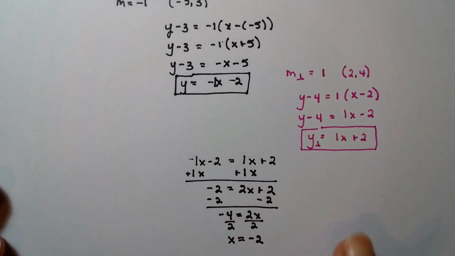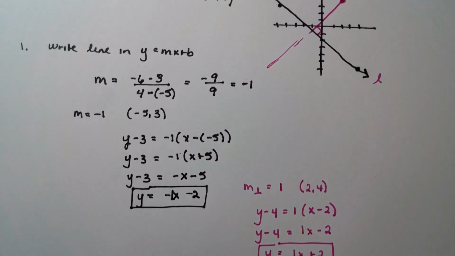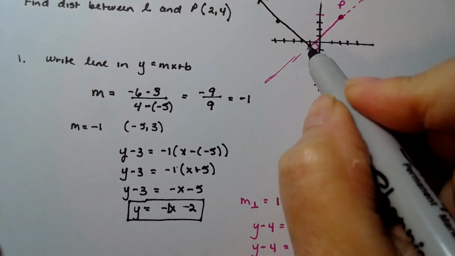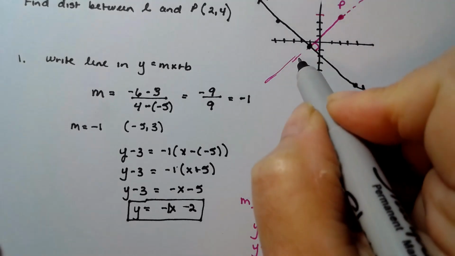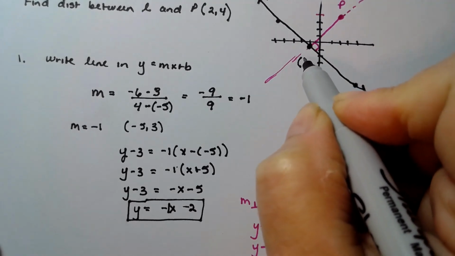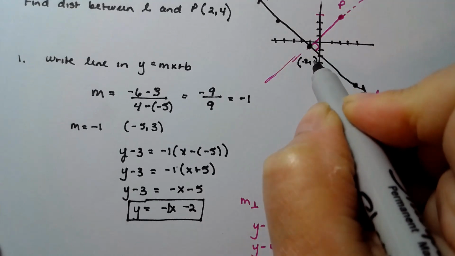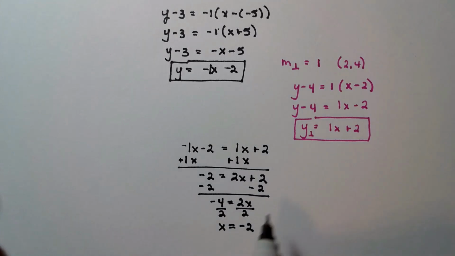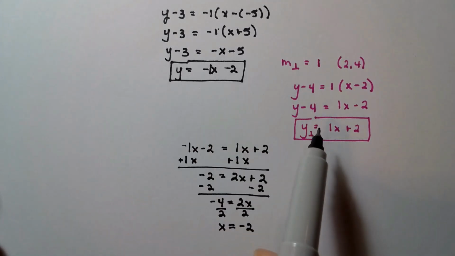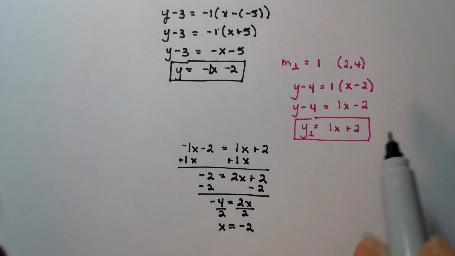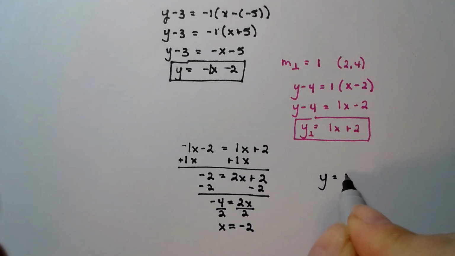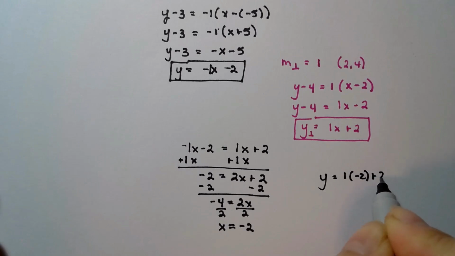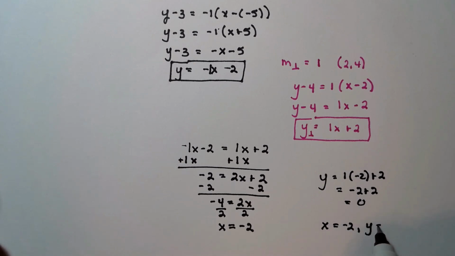So I found the x coordinate, so I'm going to move this back up for a second. This is the point at the foot of the perpendicular, and I just found the x coordinate, which is negative 2. And now I have to find the y coordinate. To find the y coordinate is easy. I can plug this value of x into either one of those equations to find y. I'm going to plug it into this one. So y is equal to 1 times negative 2 plus 2, which is negative 2 plus 2, or 0. So x is negative 2 and y is 0.